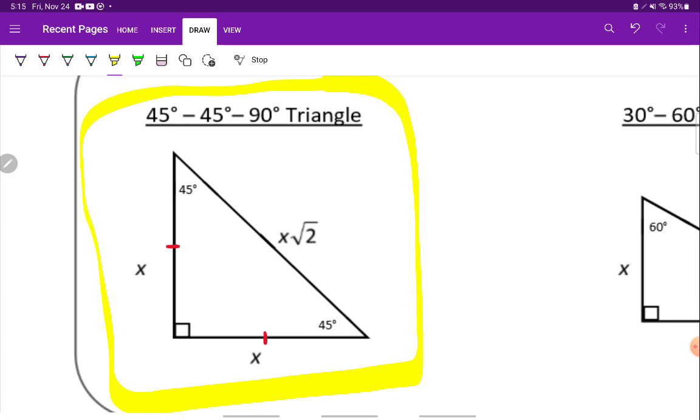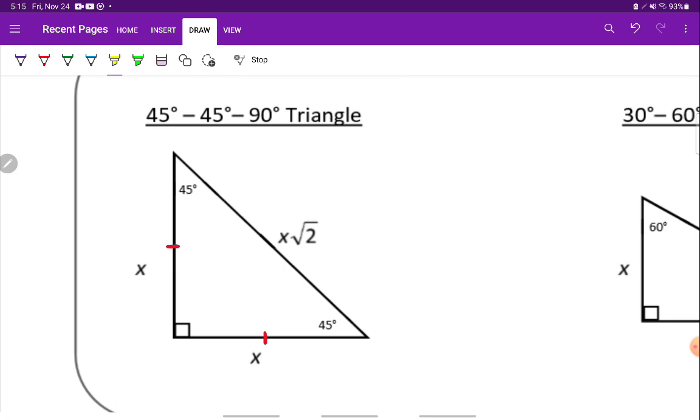Now, I can give you an easy proof to come up with that hypotenuse just using the Pythagorean theorem. Leg squared plus leg squared equals hypotenuse squared. So our leg x squared plus our other leg x squared is going to be equal to our hypotenuse squared. Combining like terms, we get 2x squared equals our hypotenuse squared. And then we'll take the square root.